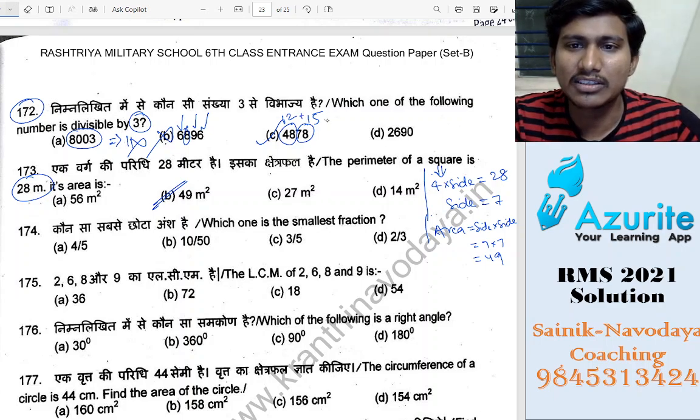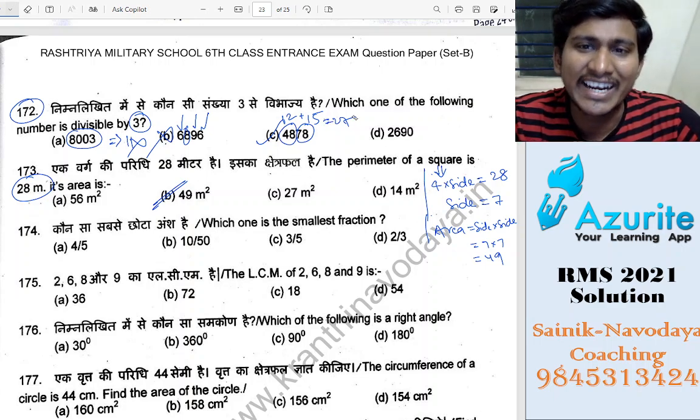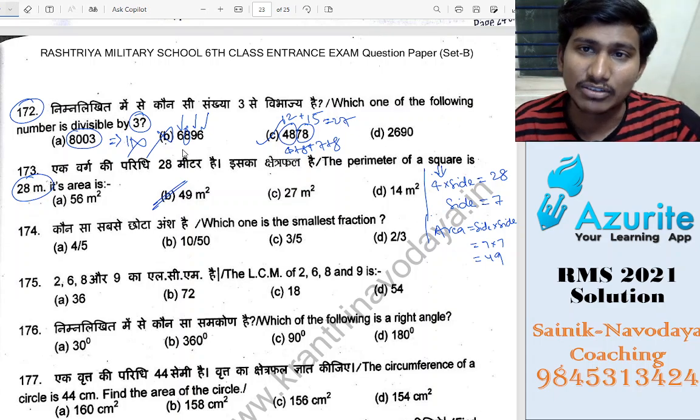So 12 plus 15 is 27. 27 will come in the table. Okay, now? So that is adding the digits. So 4 plus 8 plus 7 plus 8. Okay? Good. Now 173. What is 173?